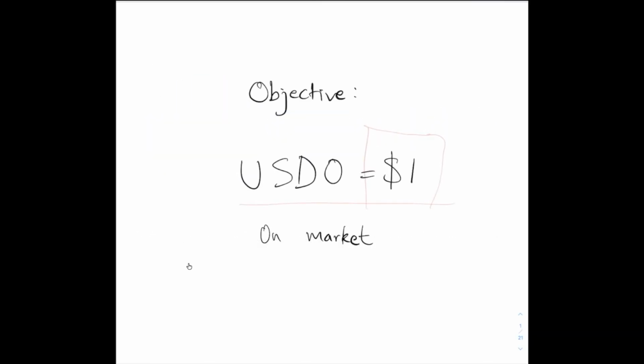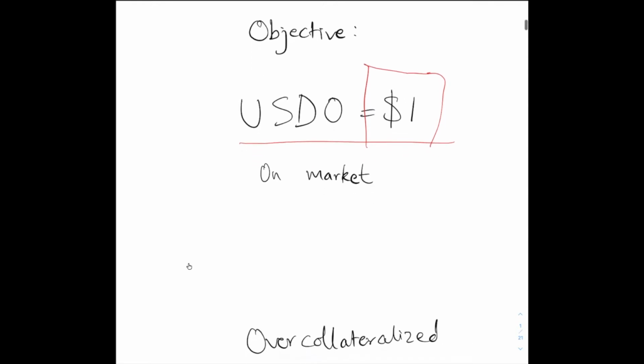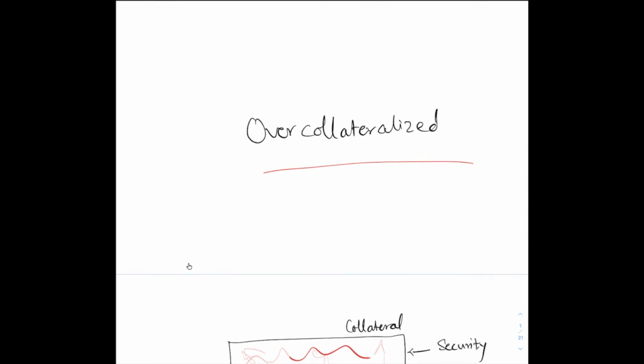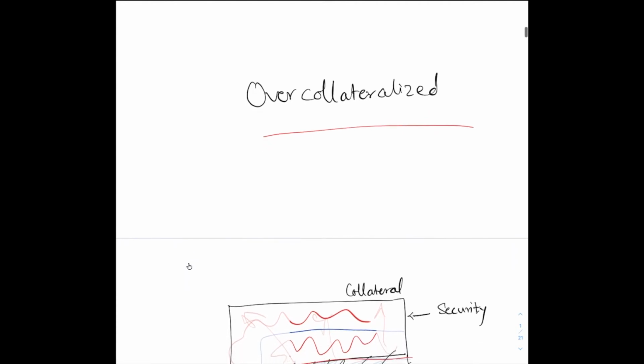Our objective is to ensure that USDO is always traded at $1 on the market. Now, USDO is over collateralized, you know that. So it always locks $1 worth of value on the Omnicomp minter.